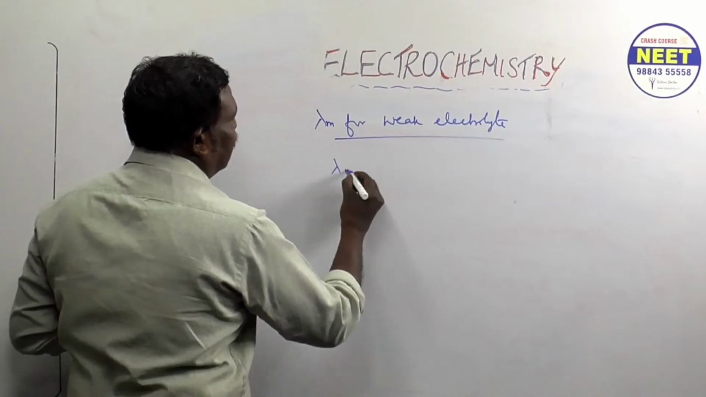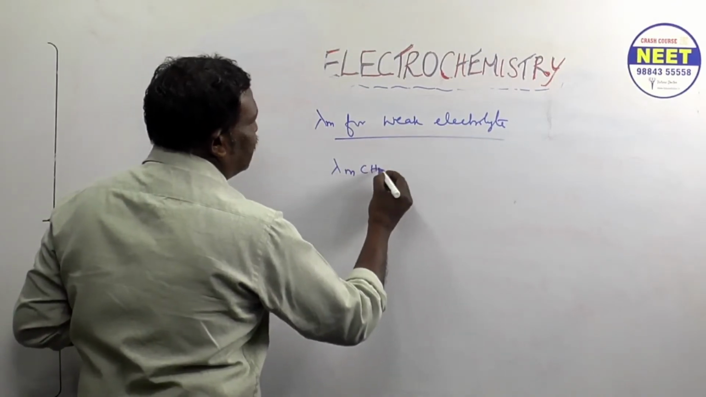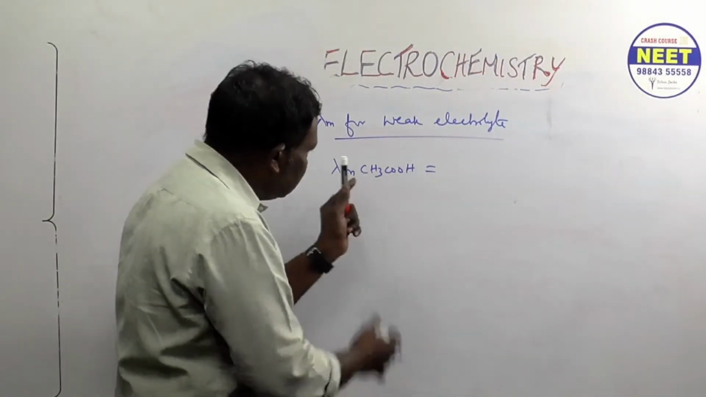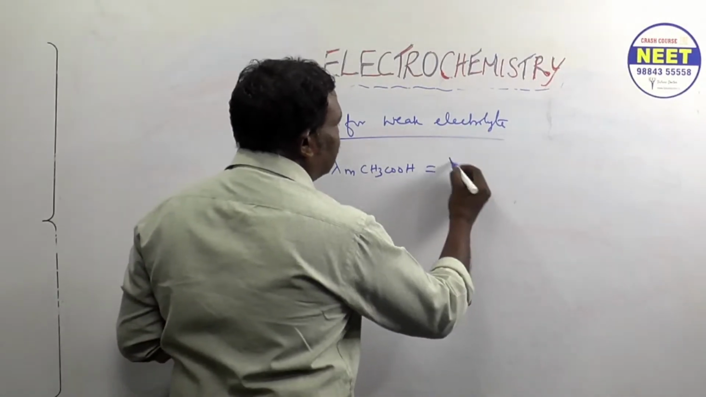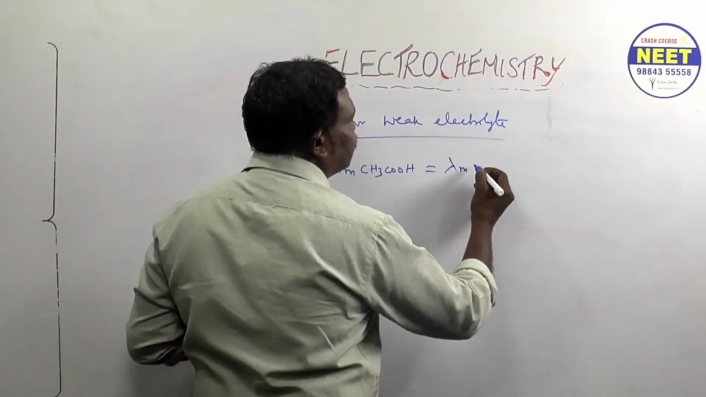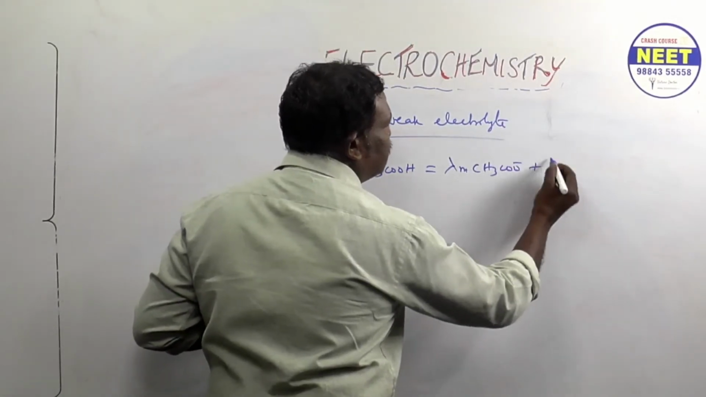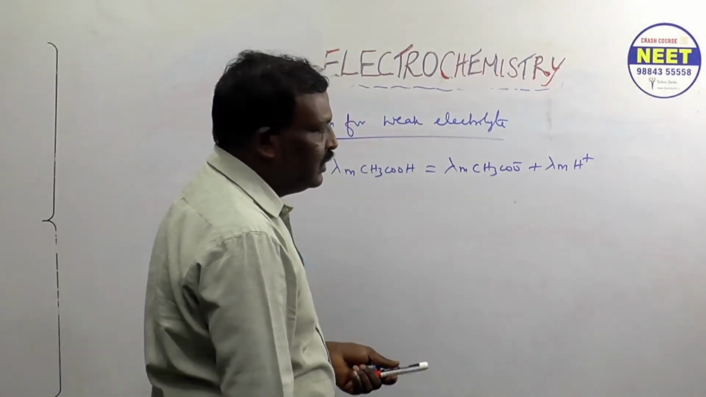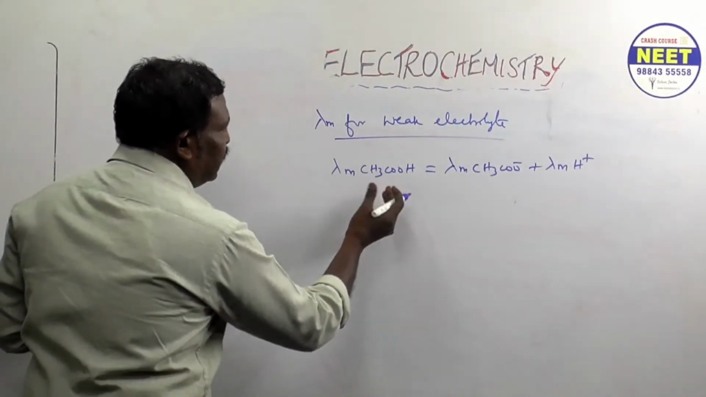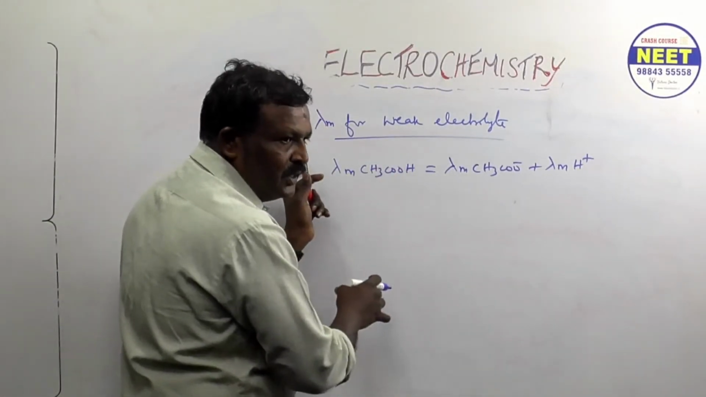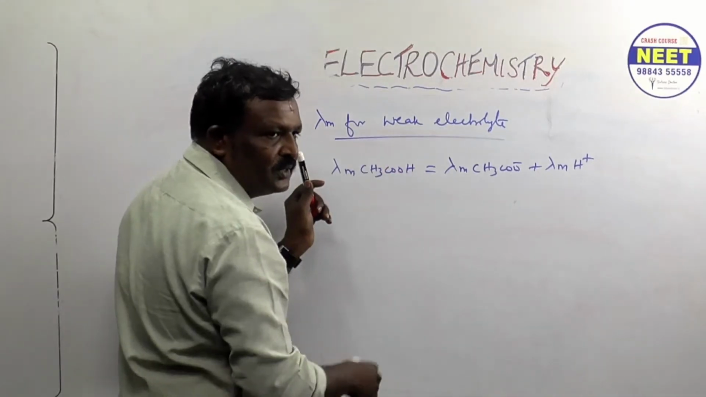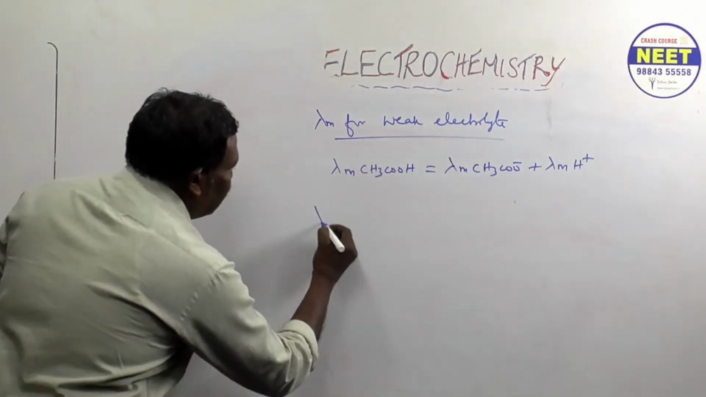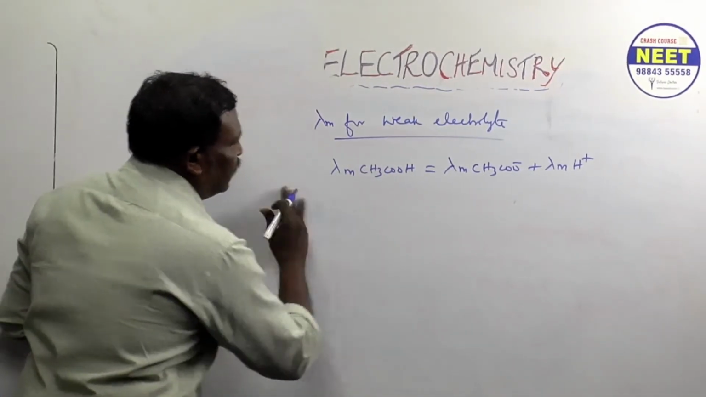Now, for example, acetic acid, the best example. It is not split when you put it in water. Actually, it should split into CH3COO minus and H plus, but it will not split. So that is why we follow another approach. If you want to find the lambda m of acetic acid, we find its salt instead. Its salt we are finding.